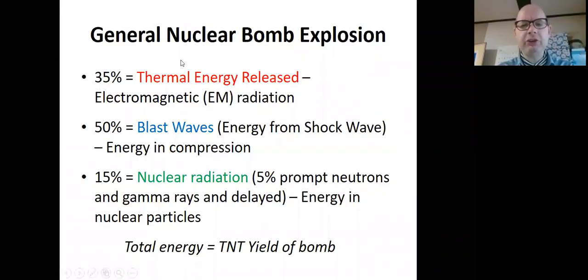So the general nuclear bomb explosion, this is kind of a rule of thumb that people use. 35% is the thermal energy that's released, and this is electromagnetic or EM radiation. 50% is the blast wave, which is coming from this debris shock wave that travels outward that I talked about. So that's a vast amount. And then the 15% that's left is coming from nuclear radiation. 5% is from the prompt neutrons and gamma rays. And the rest are all the isotopes that are still decaying time after the explosion. And the total energy, as I said, is the TNT yield of the bomb.